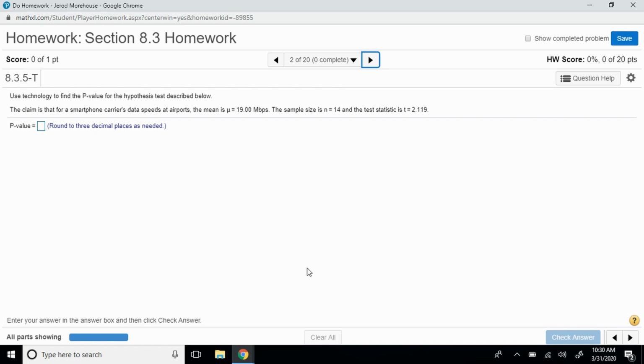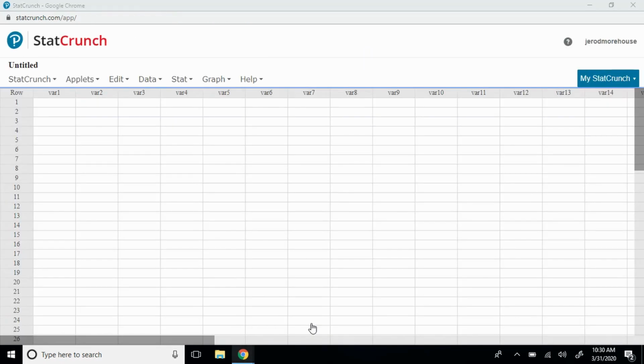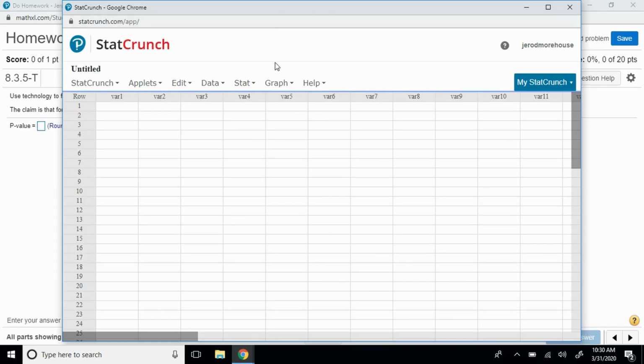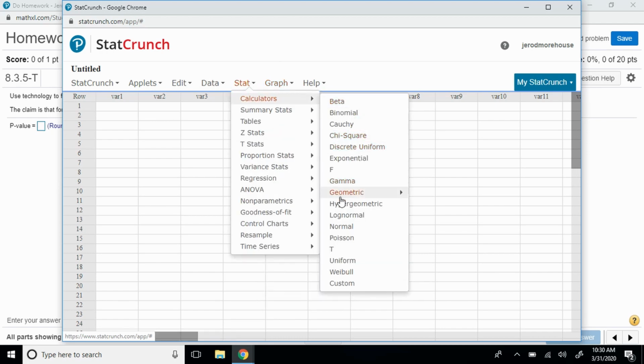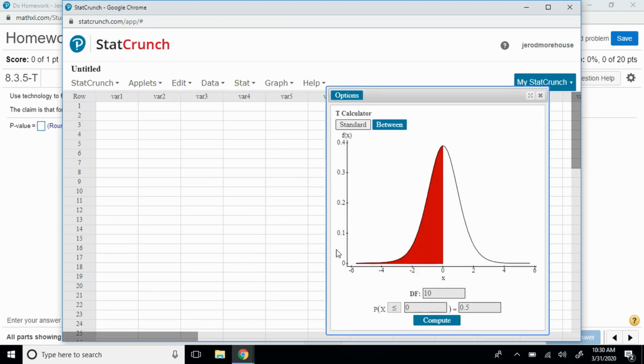Now, I want to pause for just a second and note that this is a t-test statistic and not a z-test statistic. You will recall when we talked about confidence intervals that because we don't know the population standard deviation, we have to use the t-distribution instead of the z-distribution when dealing with means. Given this information, they want us to find the p-value. So let's head over to StatCrunch. They tell us that we're dealing with a t-test statistic. So we're going to go to stat calculators and then the t calculator.